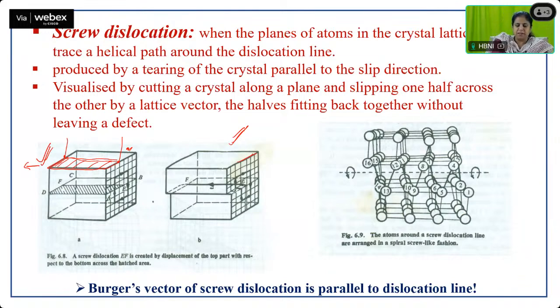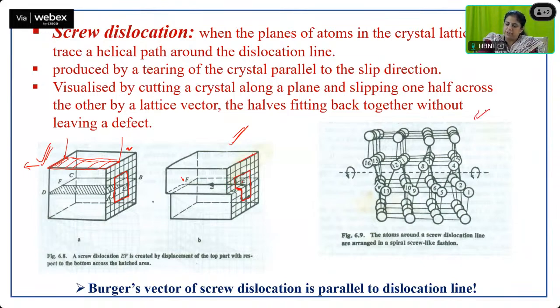What will happen is, can you see this particular path over here? Now that path has become this. So what you have done is you have actually created a step here. Now this line EF, near which the step is created, is your screw dislocation. Now, why is it called a screw dislocation? That's a funny terminology, but there is a logic behind it.